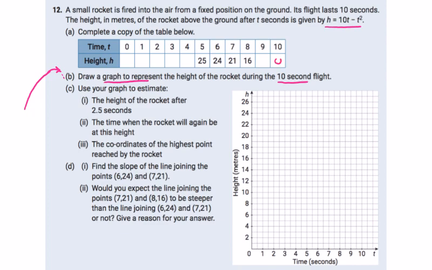So obviously it comes back to ground, and you can see 10 times 10 is 100, minus 100 is 0. Starts at 0. So we have 2 points straight away on our graph, (0, 0) and (10, 0). 1 will be 10 minus 1, which is 9. 2 will be 20 minus 4, which is 16. We see symmetry here. 3 will be 30 minus 9, which is 21.